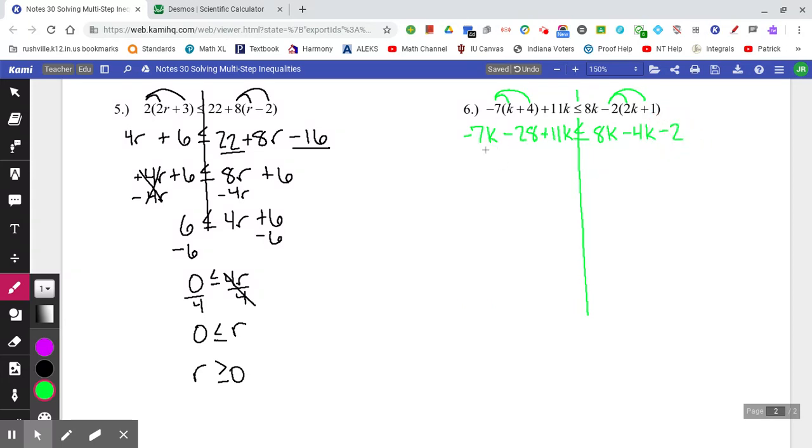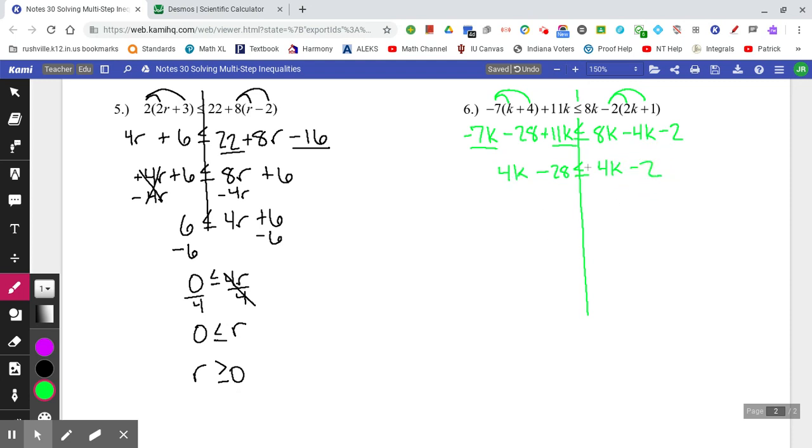So what I'm going to do now is go back and find like terms. So this is a minus 7k. This is a positive 11k. They're on the same side, so I'm going to combine them. So negative 7 plus 11 is going to give me 4k. And then I still have this minus 28 is less than or equal to. Then 8k minus 4k gives me 4k. And then I still have this minus 2.